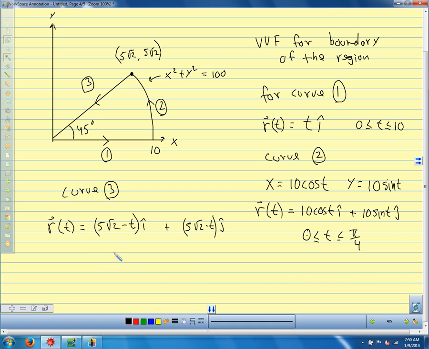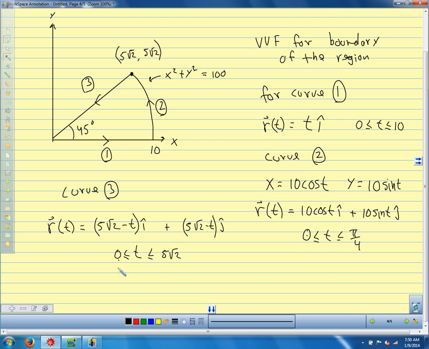and then 0 less than or equal to t less than or equal to 5 square root of 2. That's the easiest one I can think of. That takes me from here to here. Start with the point that I want, subtract my parameter, let the parameter start at 0.